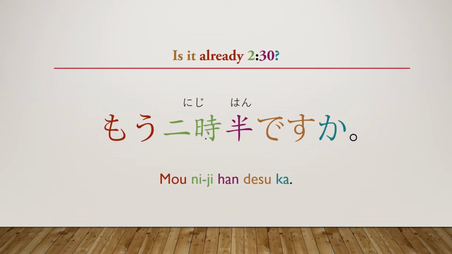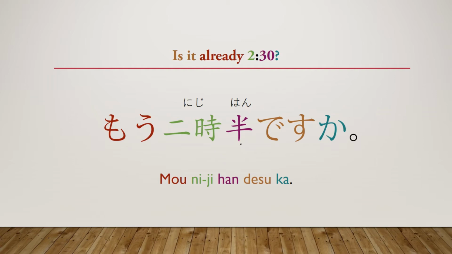Our final example is, it is already 2:30. That's mo niji han desu ka? Now, the reason I added this sentence was to show what you're supposed to say when it's exactly 30 minutes. 30 minutes being halfway through the hour, which in English we have something to say for that. We have half past noon, half past whatever. Well, Japanese has the exact same thing.